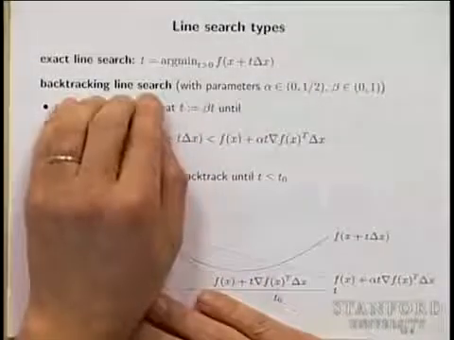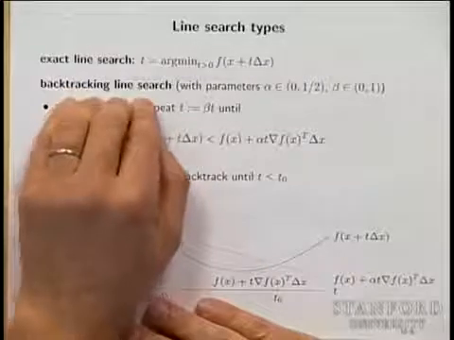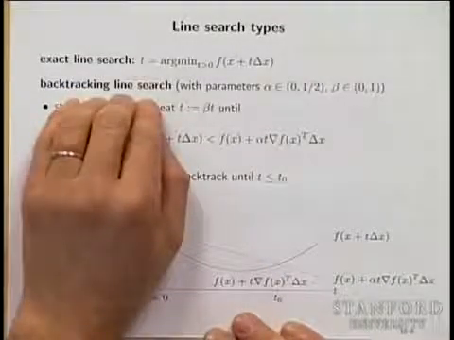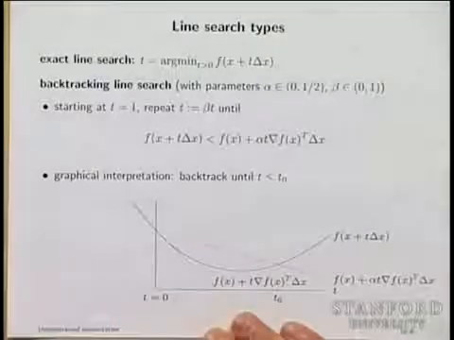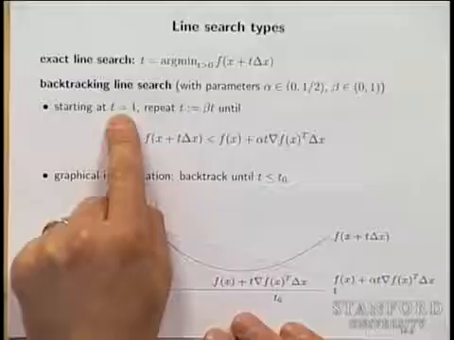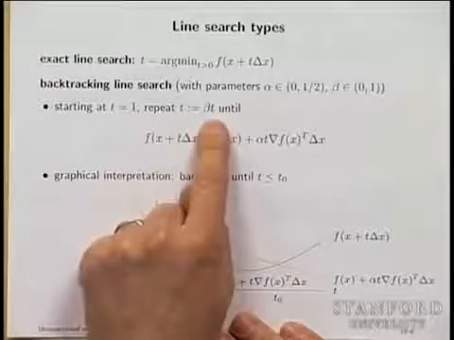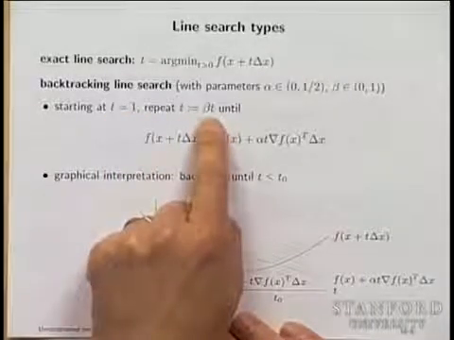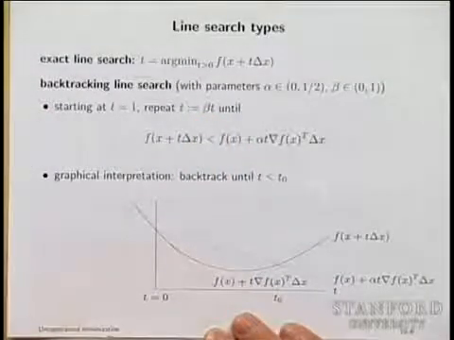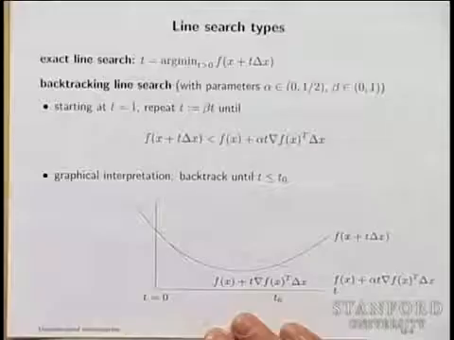But there are lots and lots of line searches. At the other extreme, there's something that's embarrassingly simple, and it goes like this. It's really, really dumb. You start with a step of 1. And then you repeatedly multiply by a constant beta. Beta is typically a half or something like that. So you try a step of 1. And you try it. Then you check.